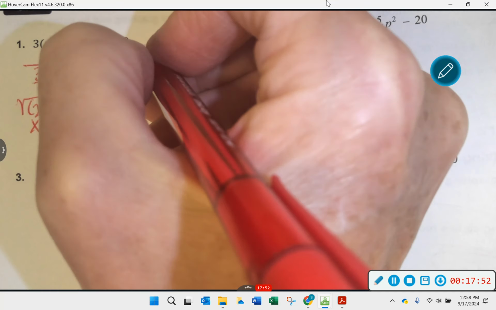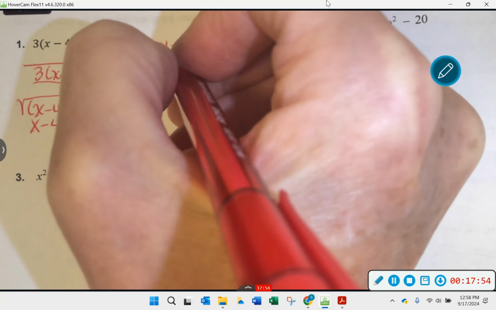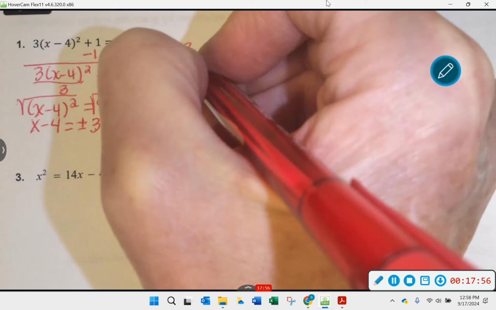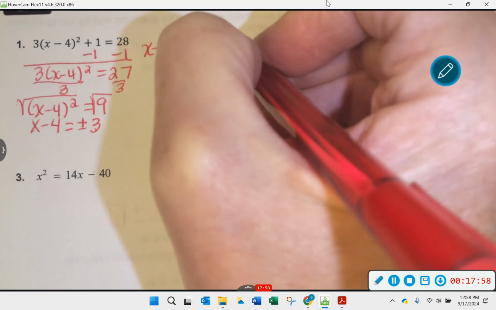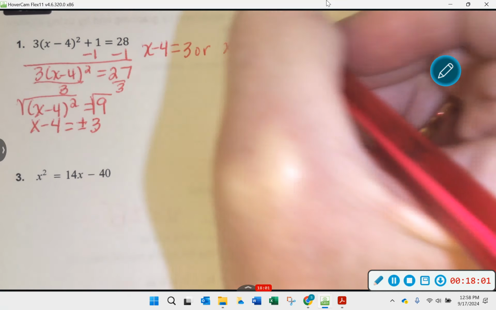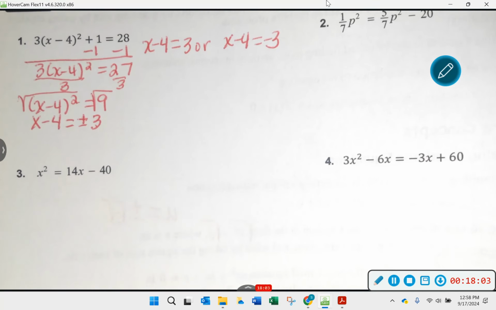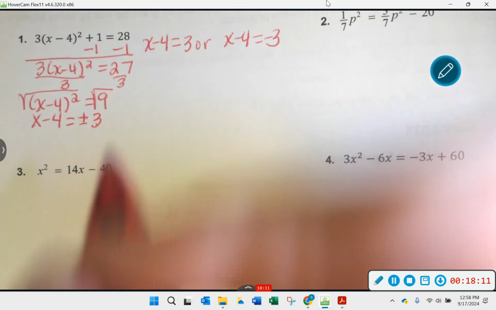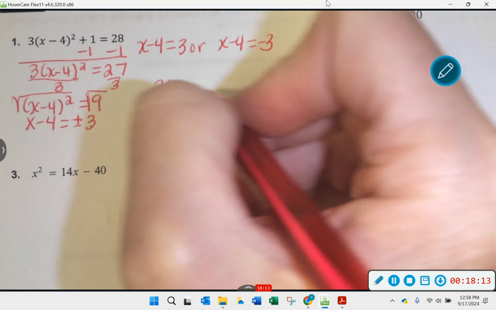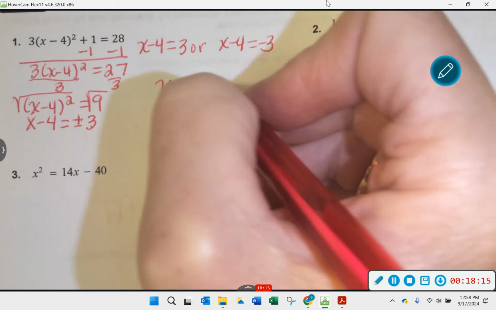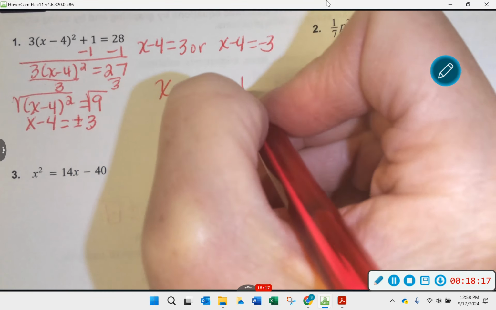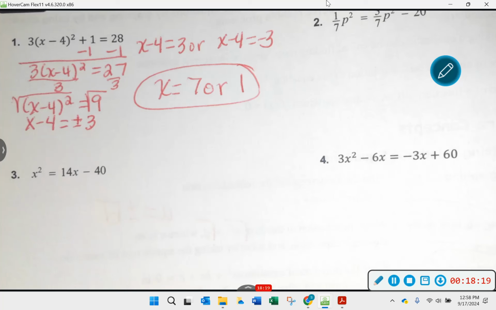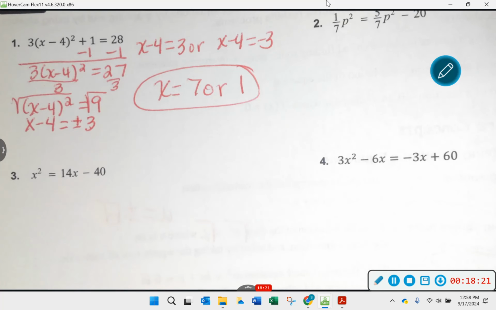So I'm now going to have to do 2 problems. X minus 4 can equal positive 3, or x minus 4 can equal negative 3. Finish that. Patrick, what'd you get? 7. Good. 7 or 1 is correct.